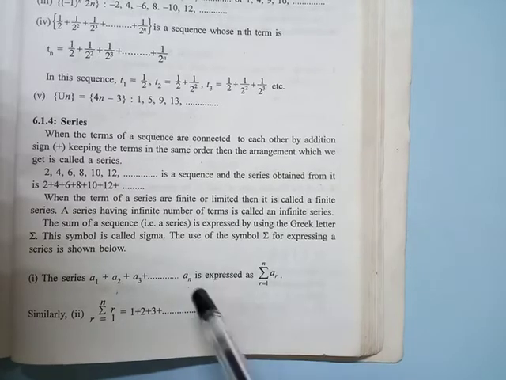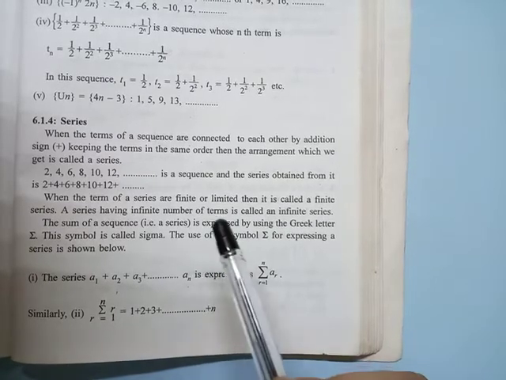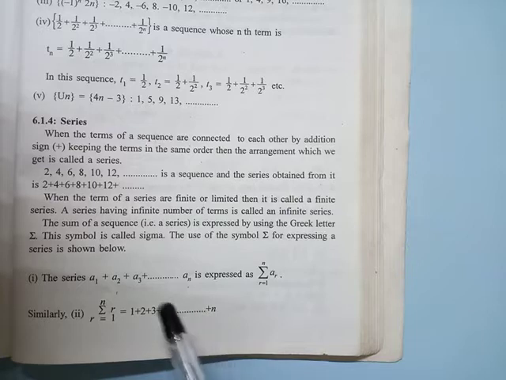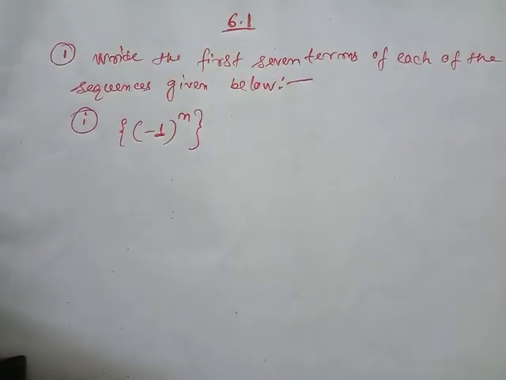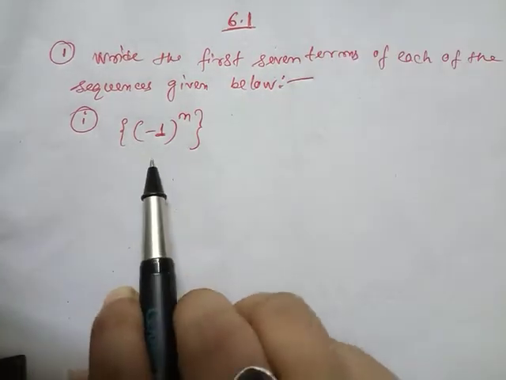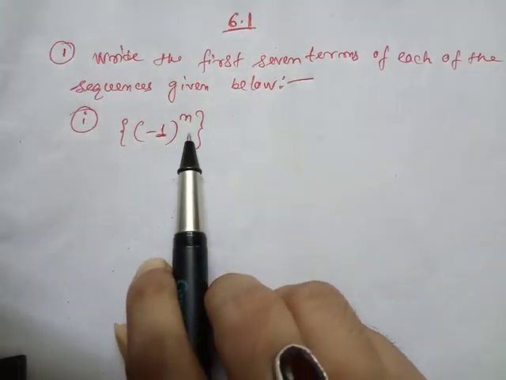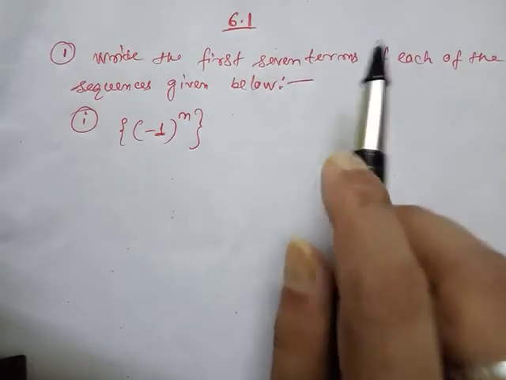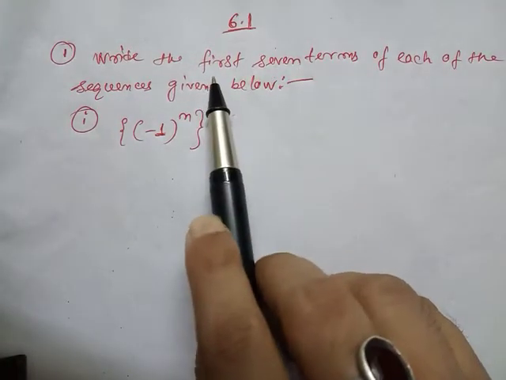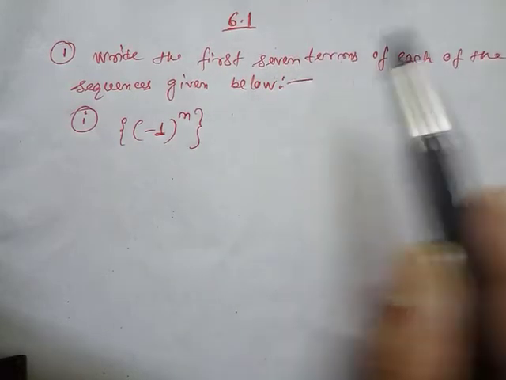This is the basic information about the sequence and series. Now students, I am going to start the first chapter 6.1. Look students, the first question from 6.1: write the first 7 terms of each of the sequences given below. This is the question: (-1)^n, we have to write the first 7 terms. Understood? It is given as the first 7 terms, which means it is a finite series.